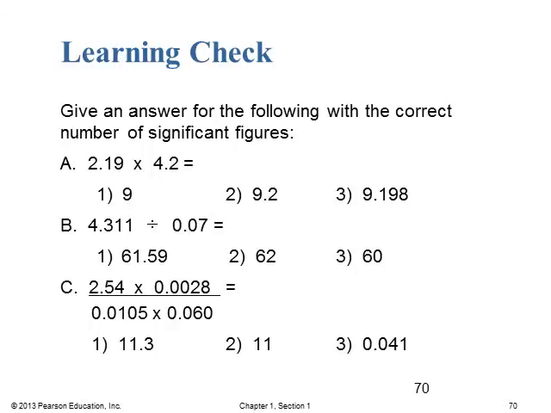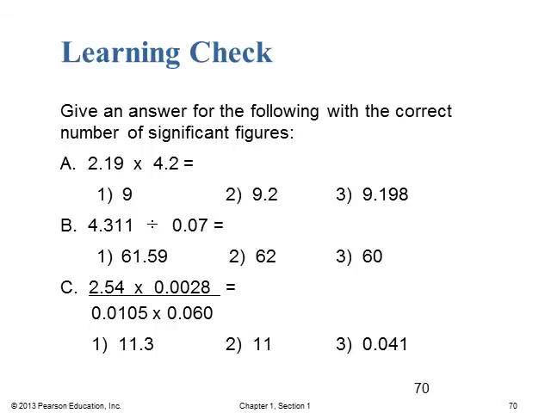Then scenario C, choice C, or question C, we have 2.54, and that's multiplied by 0.0028. We divide that by the product of 0.0105 and 0.060, and we get an answer of 11.2888889, so on and so forth.